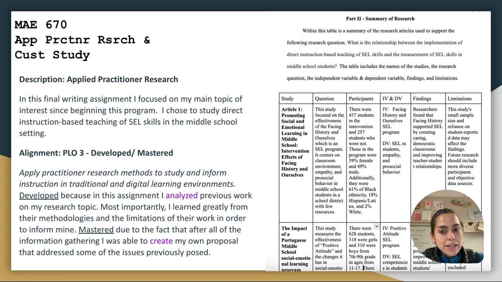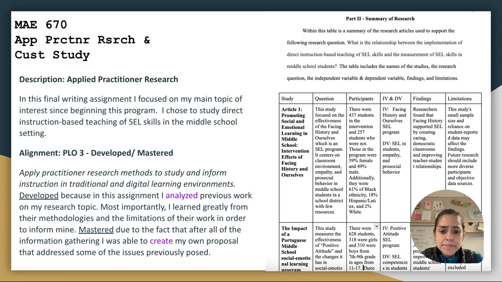I assigned myself a PLO3 of developed and mastered. I chose developed because I had analyzed previous work on my research topic. I learned greatly from their methodologies and the limitations of their work. I chose mastered as well due to the fact that after all of the information that I gathered, I was able to create my own personal research proposal that addressed some of the issues that were previously posed in other bodies of work.